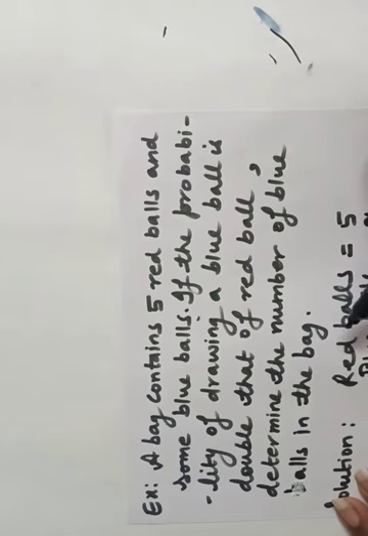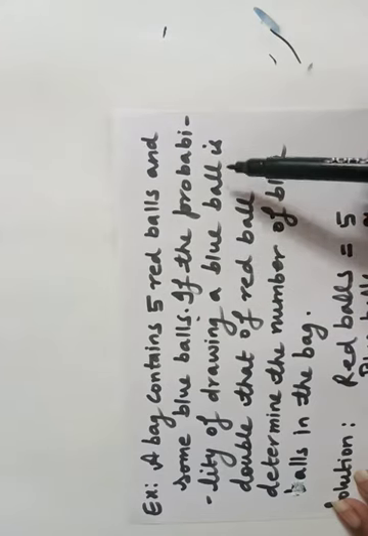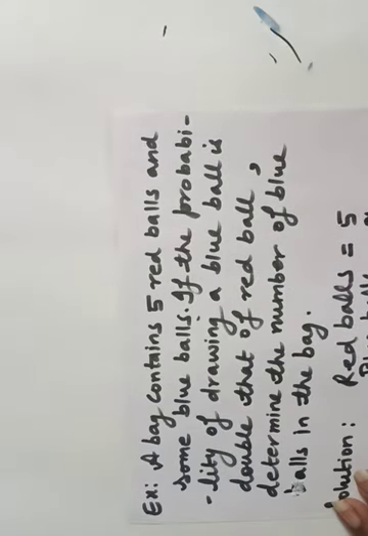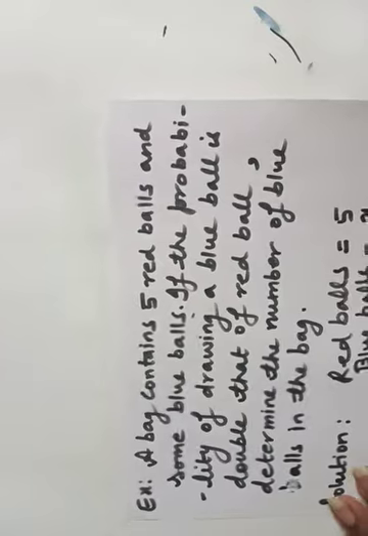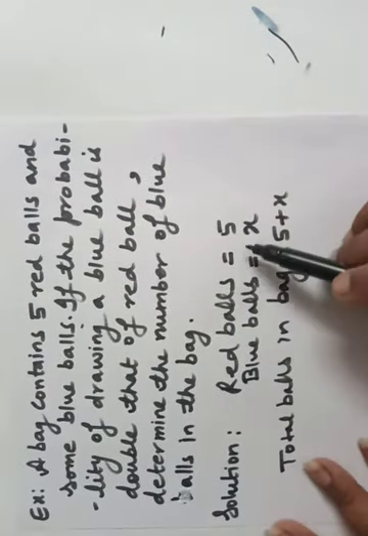in the bag. So a bag is having two types of balls, that is of red color and blue color, but we don't know the number of blue balls. So we need to find out the number of blue balls, and according to the question, the probability of drawing a blue ball is double that of a red ball. So let's start. Red balls we have 5.